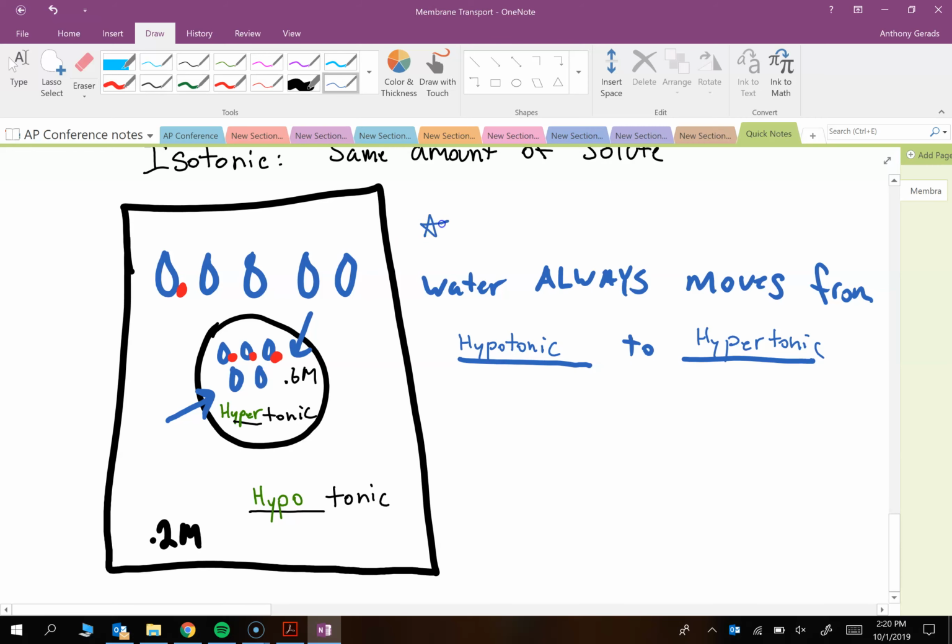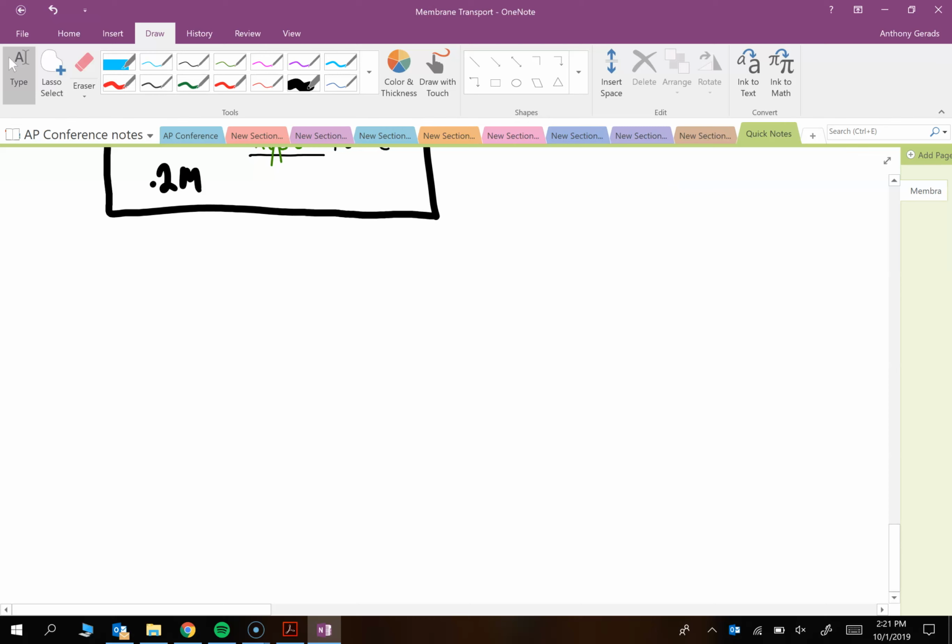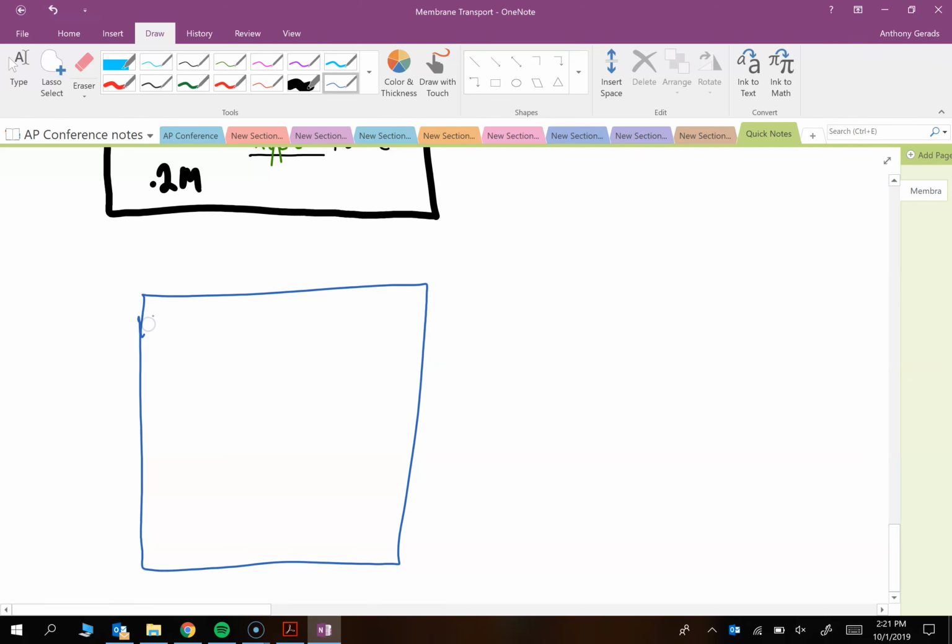All right, I'm going to give you some questions now. We're going to do some practice problems. Let's say I've got 0.8 molar and 0.4 molar. Which way is water going to move, inside or outside?